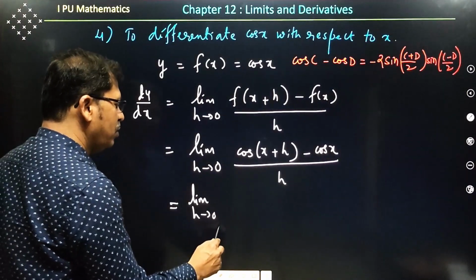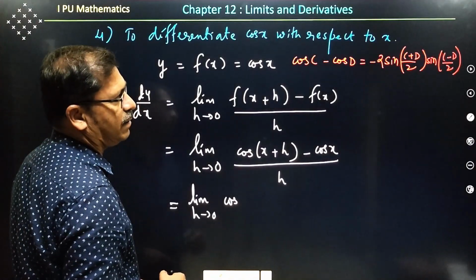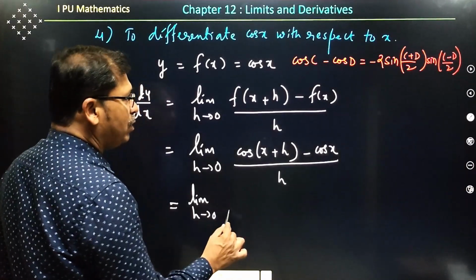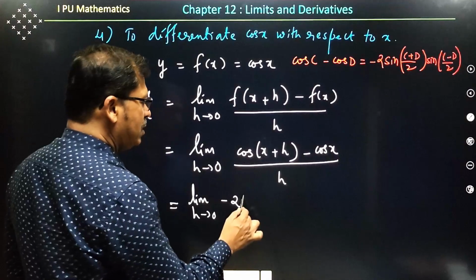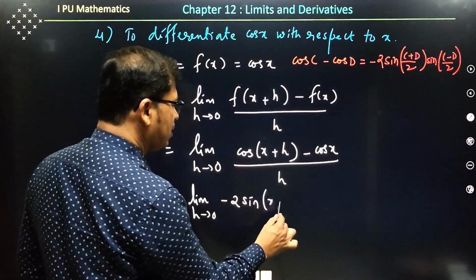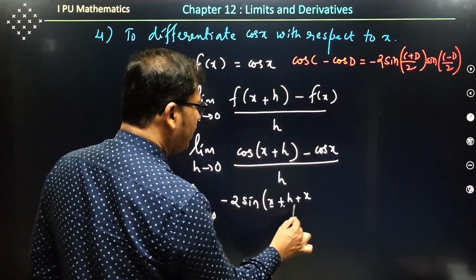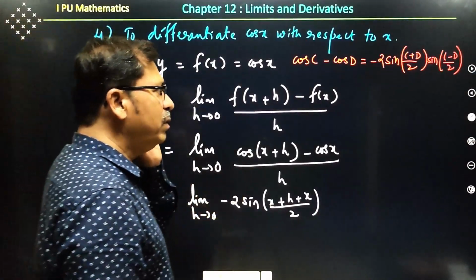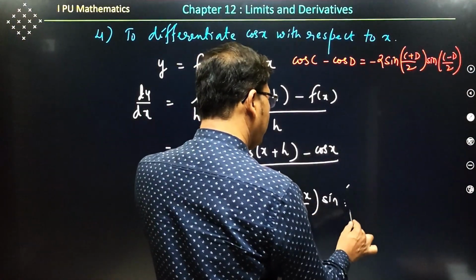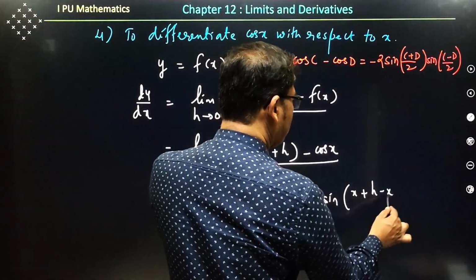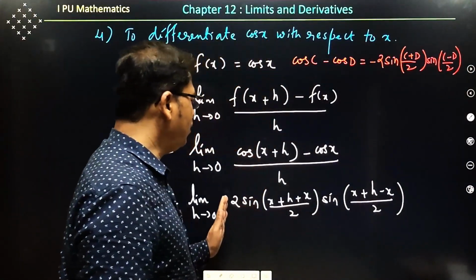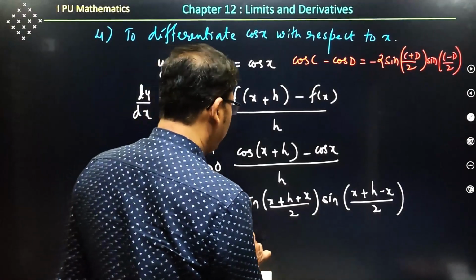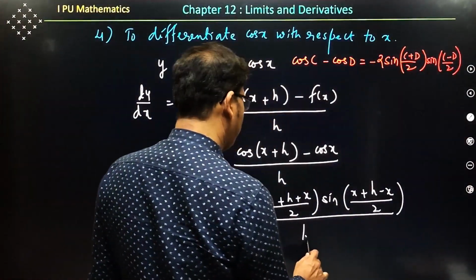h tends to 0, cos of x plus h minus cos x is there. Now what do we need to write? Minus 2 into sin of c plus d divided by 2, that is nothing but x plus h plus x whole divided by 2, into sin of c minus d divided by 2, that is nothing but x plus h minus x whole divided by 2, whole divided by h you need to write.